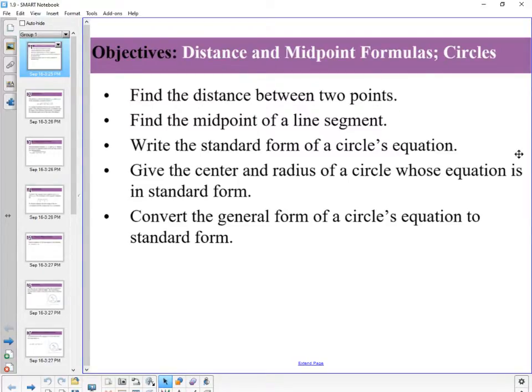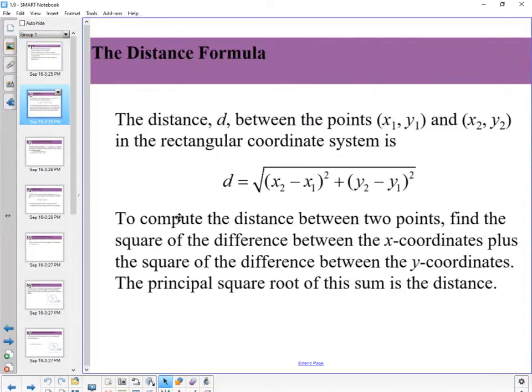All right, you guys ready? So here is the distance formula. The distance formula is the square root of the difference in x squared plus the difference in y squared.